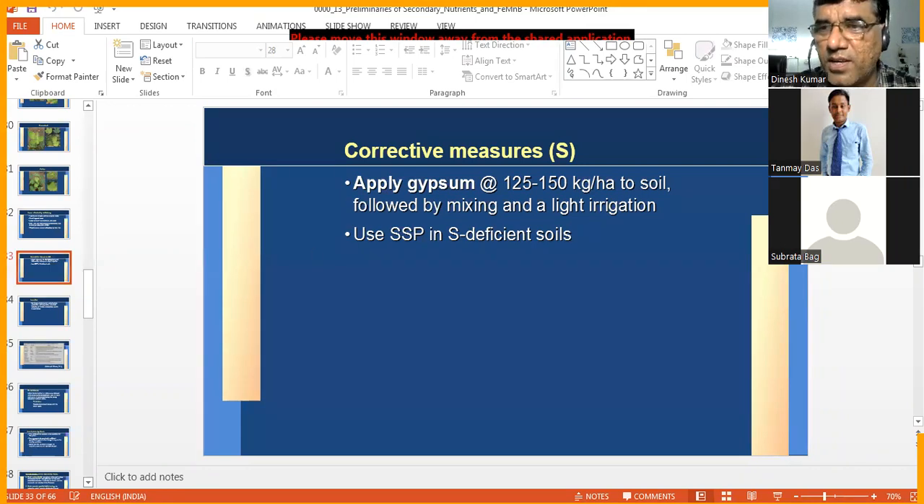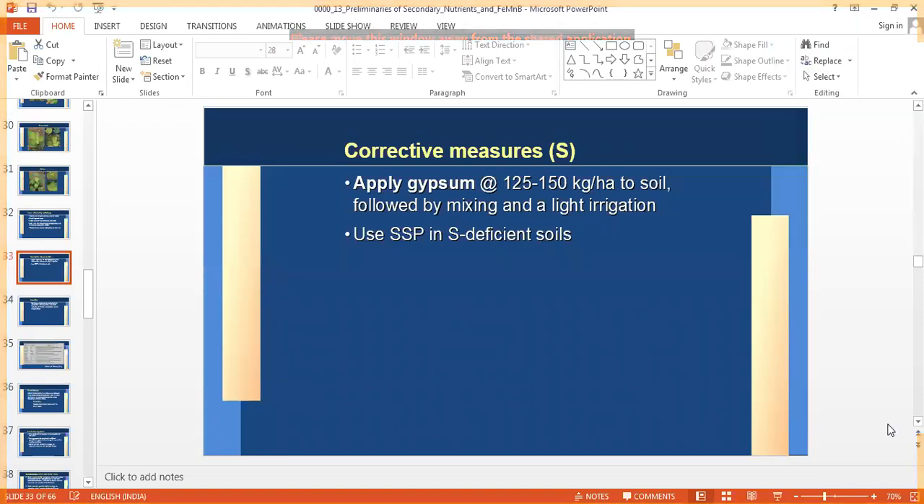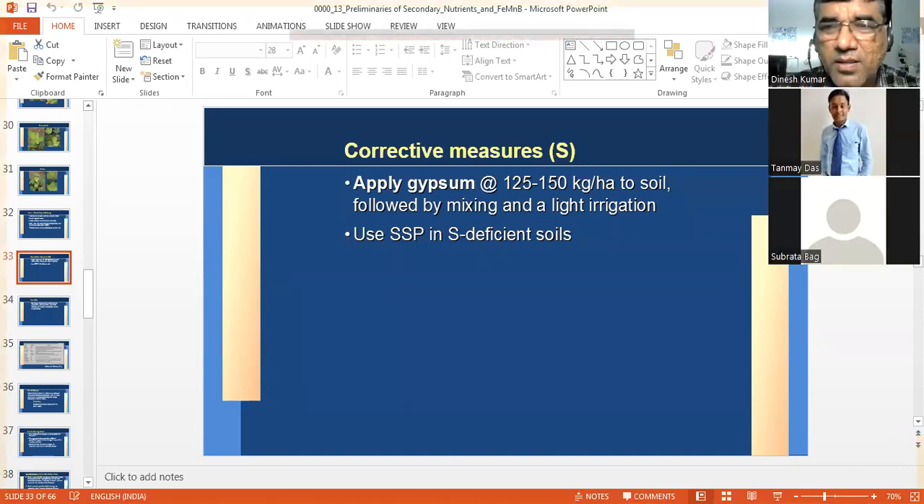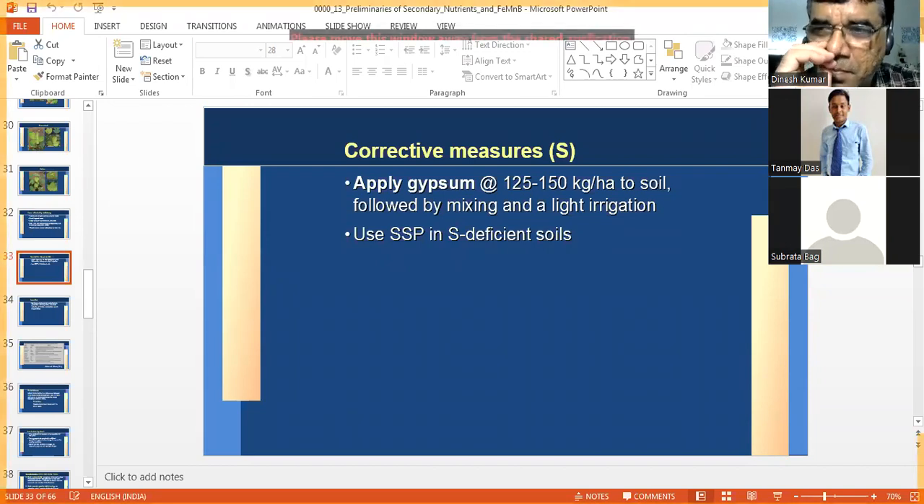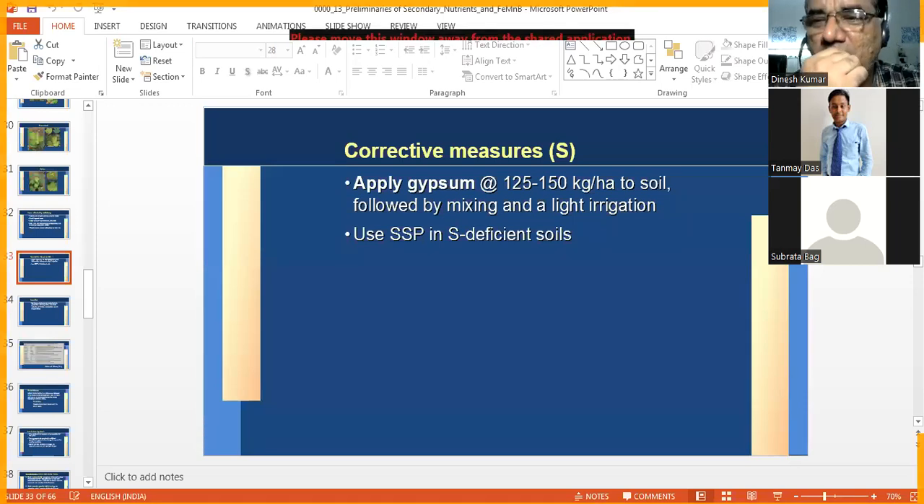How much sulfur is there in gypsum? Anybody? Yeah, Shubham. Shubham. Kavya.